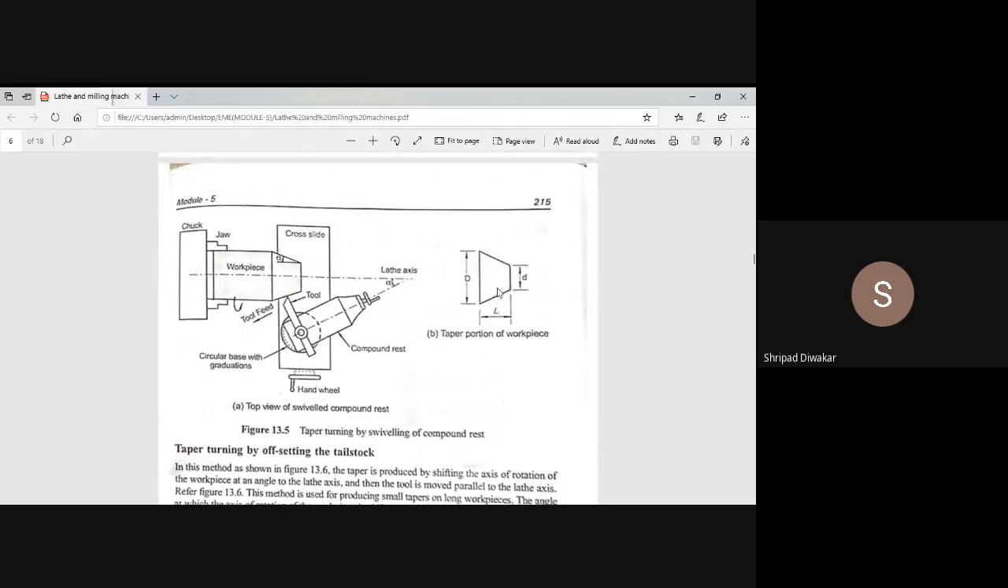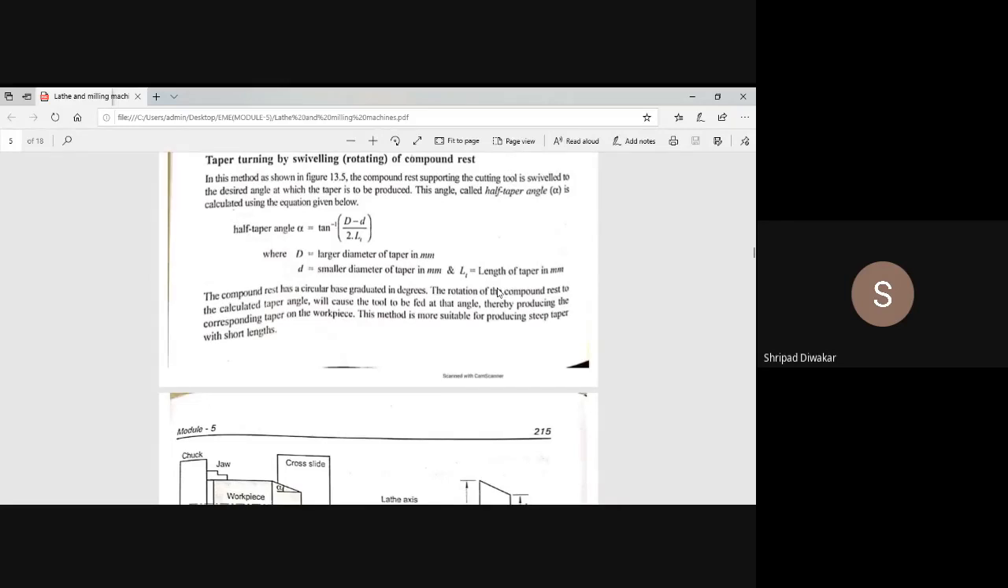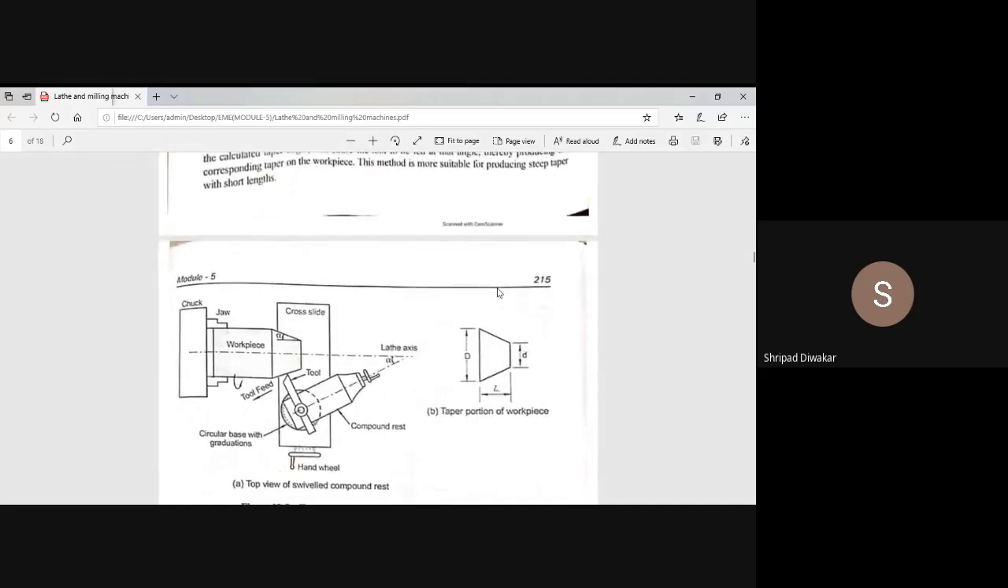First I'll explain taper turning by rotation of the compound rest. We have a part called the compound rest in the lathe machine, and it can be rotated or swiveled at a particular angle for the taper turning operation. This compound rest plays an important role. We can swivel it at a particular angle, so that when we set that angle, the tool moves at that angle, thereby generating the conical surface.